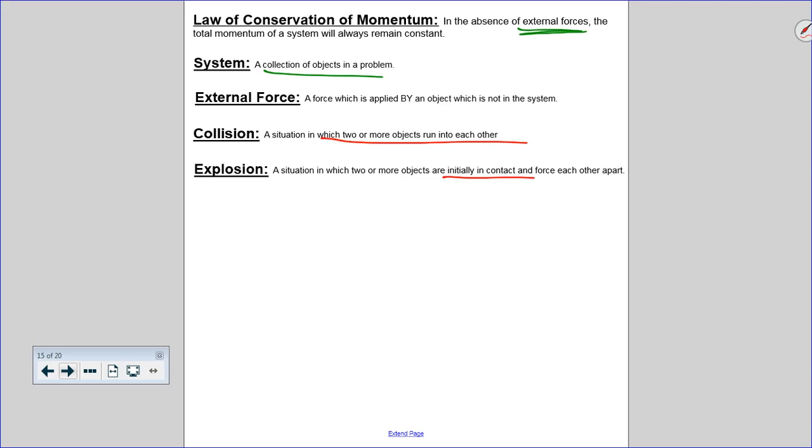So, conservation of momentum. Here's what it says: as long as there are no external forces, the total momentum of the system is going to remain constant. It's a direct result of Newton's third law, and you should know that. So this results from Newton's third law.